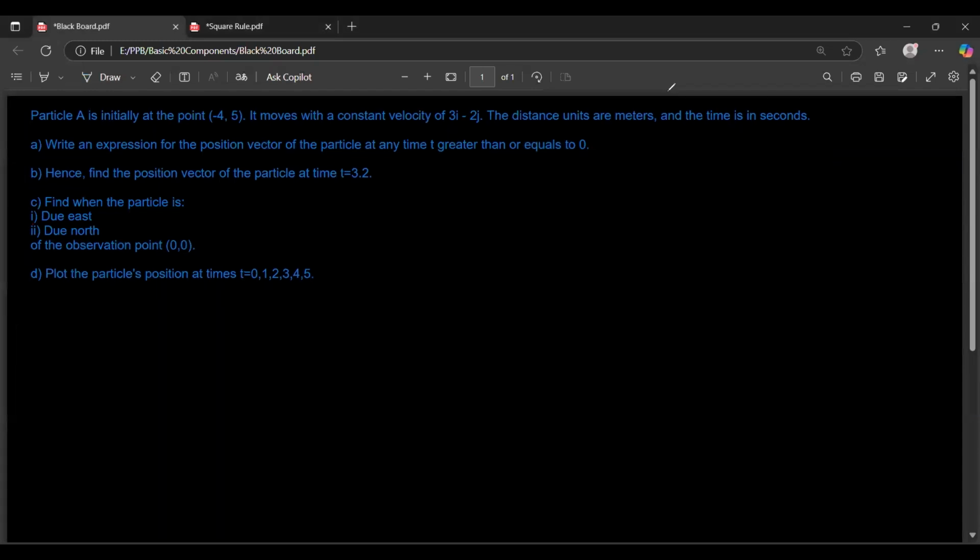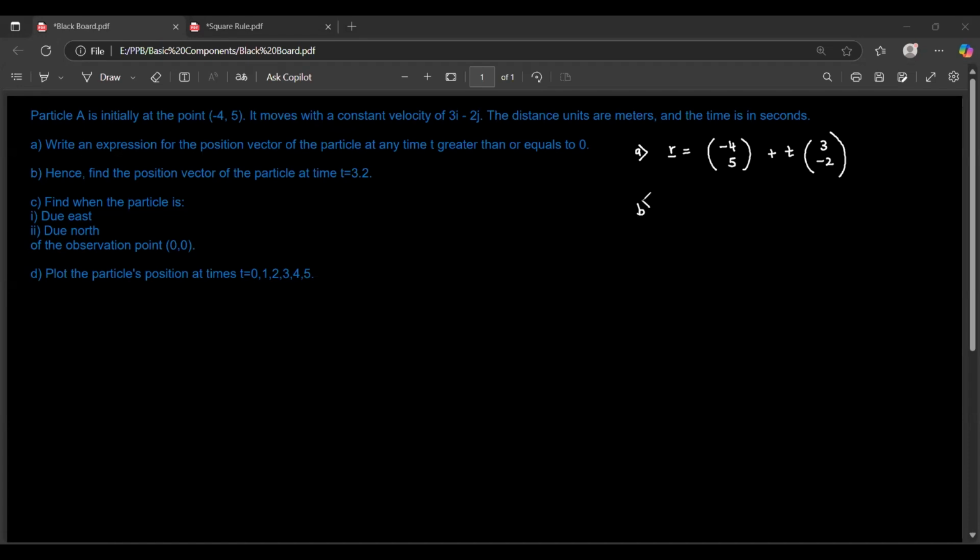All right. The first question is: write an expression for the position vector of the particle at time t greater than or equal to 0. The answer for the first question is r equals (-4, 5) plus t times (3, -2).